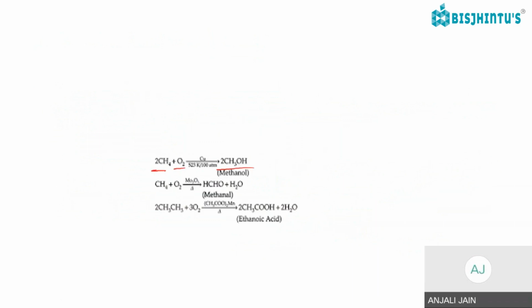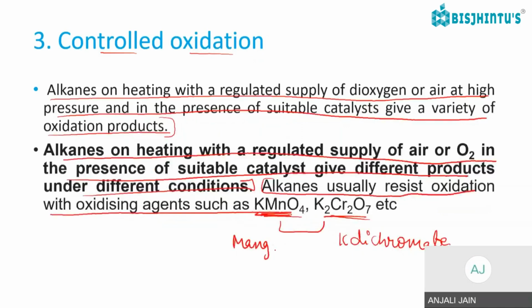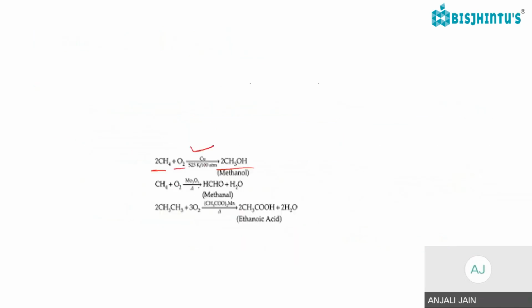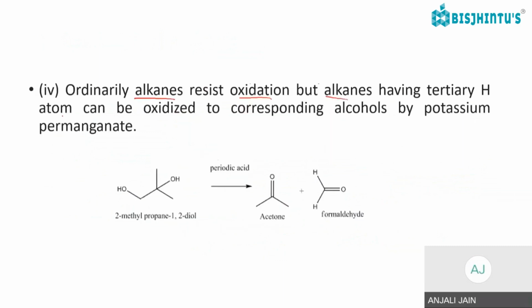Over here we were using potassium permanganate. In the first, we used copper as a catalyst. Here we are using molybdenum, so methanol and water are formed. On oxidation of ethane, it gives us ethanoic acid, but manganese ethanoate is used over here. Ordinary alkanes resist oxidation, but alkanes having tertiary hydrogen can be oxidized to the corresponding alcohol by potassium permanganate.